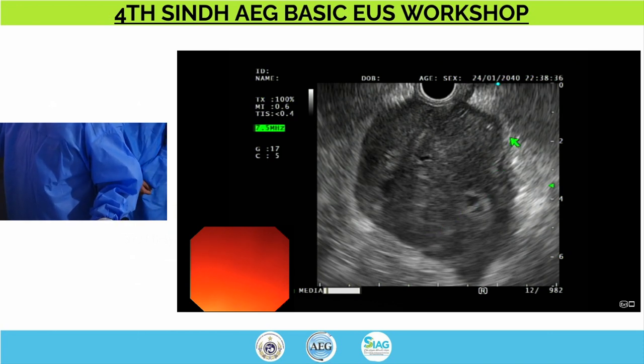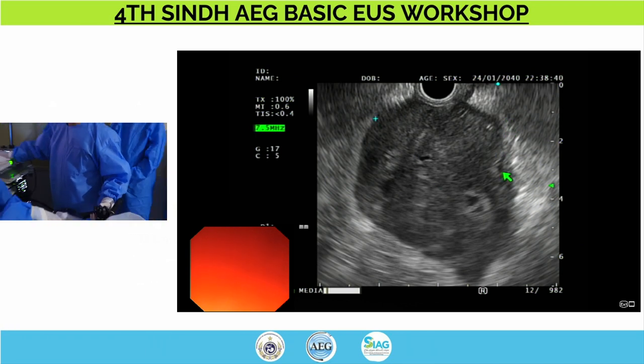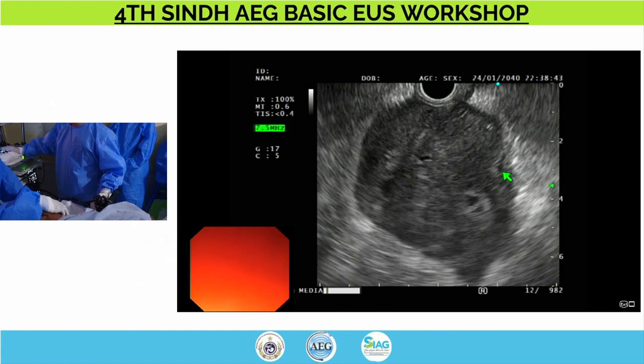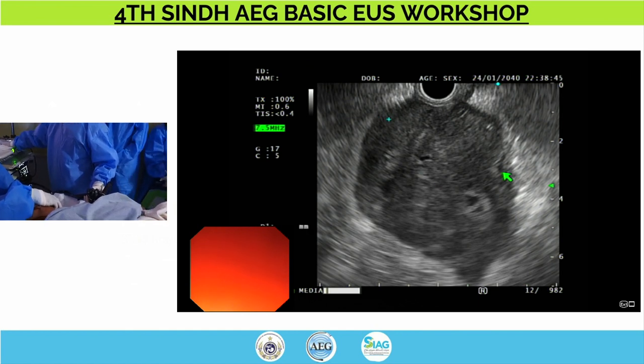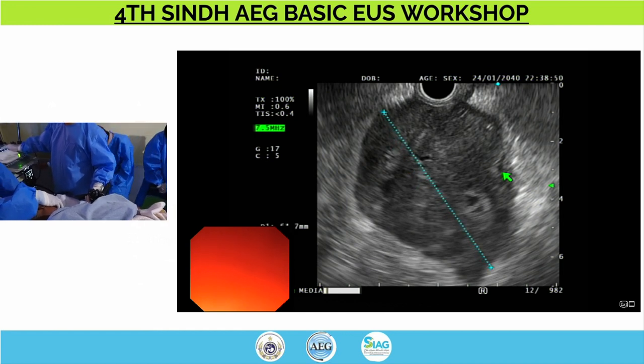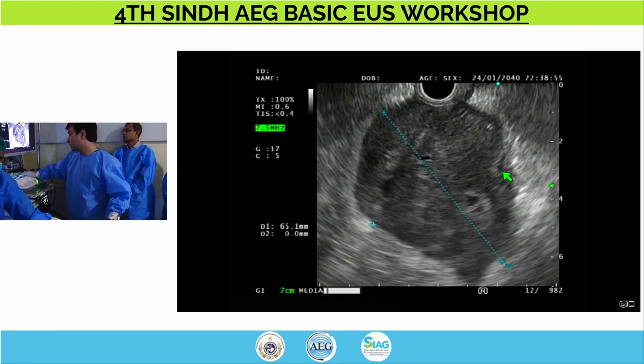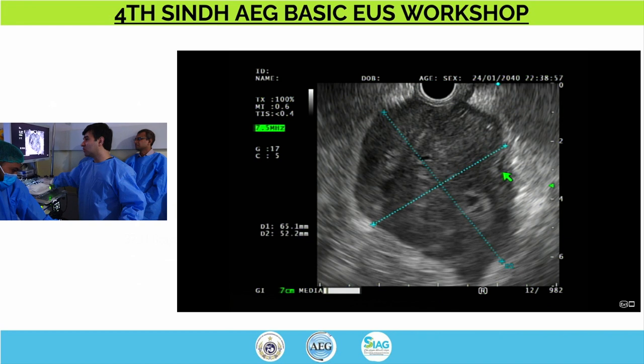So this is the lesion here. And when you're evaluating something that could potentially be a GIST, there are a few features that you want to focus on. One is the size of the lesion. What you do is you find the two largest dimensions and measure those. So we have about 62 by 52 millimeters. Bear in mind this is a 2D image and doesn't represent the true longitudinal size of it, but it is reproducible on endoscopy.